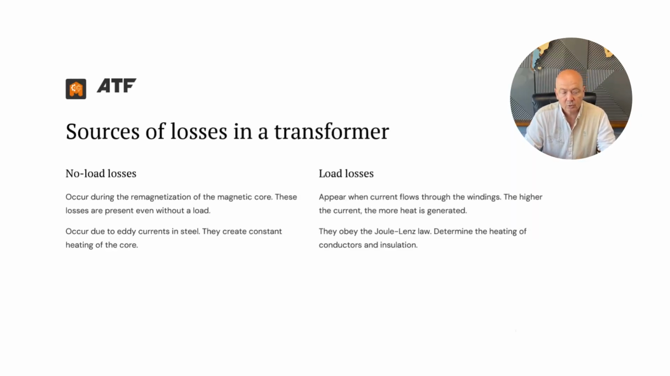Heat in a transformer appears due to two main types of losses. First, no-load losses caused by magnetic processes in the steel core. Even when there's no load, the magnetic circuit consumes power and produces heat. Second, load losses, also known as short circuit losses, arise when current flows through the windings. The higher the current, the more heat is generated.